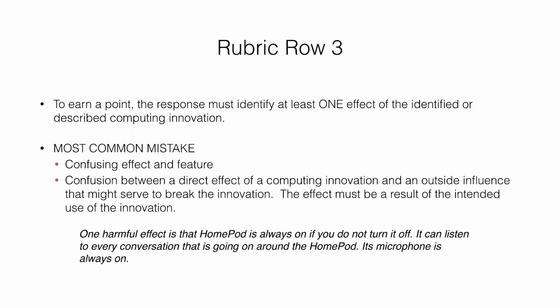So here's an example. You could say one harmful effect is that HomePod is always on if you don't turn it off. It can listen to every conversation that is going on around the HomePod. Its microphone is always on. We see this all the time. This is not an effect. That's a feature. The feature is that HomePod is always on, it's always listening. You need to go further and say the effect of this is that your conversations could be monitored and sent somewhere else, or your conversation could be archived or backed up, which is not technically true for the HomePod. So they have to actually make a plausible, truthful case for what is the harmful effect. So the student hasn't really gone far enough here to get that point.